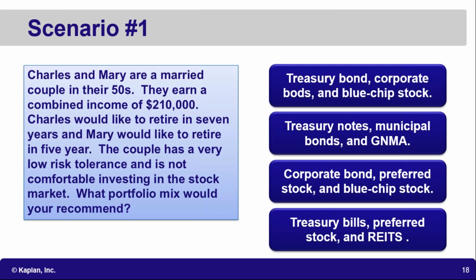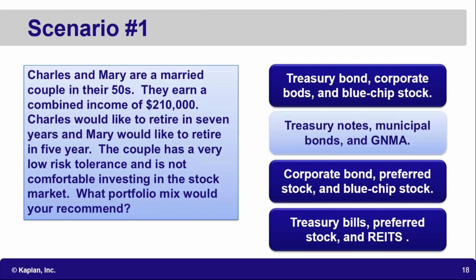The third one says corporate bond, preferred stock, and blue chip stock. Well, of course, that's got stock in it. And the last one says treasury bills, preferred stock, and real estate investment trust. That's where you're investing in the properties, commercial properties that produce income for you out there. They're not the stock market, but preferred stock definitely is. So if somebody wants to invest with no stock at all, we'd have to pick the second one here, because we know the second one has no stock in it whatsoever.